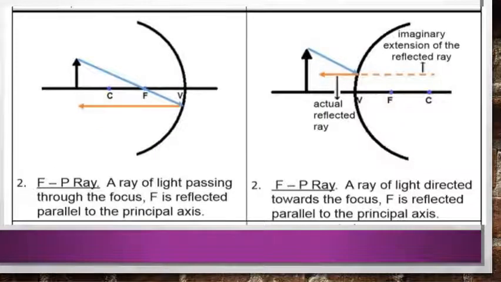Number 2, F to P ray. A ray of light passing through the focus F is reflected parallel to the principal axis. For the convex mirror, F to P ray. A ray of light directed towards the focus F is reflected parallel to the principal axis.